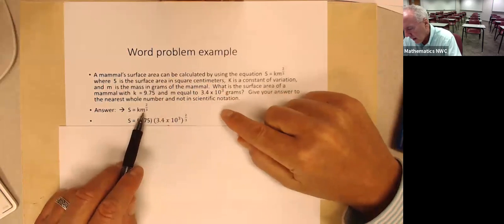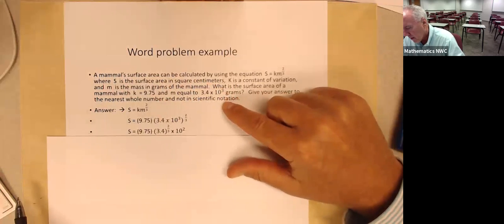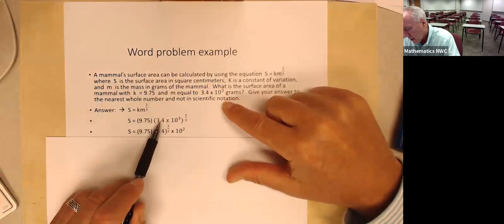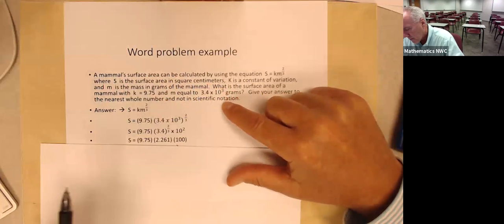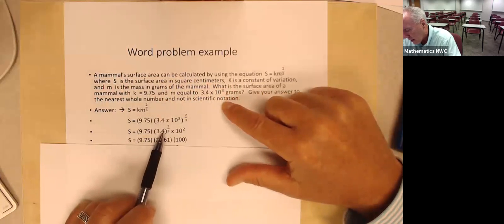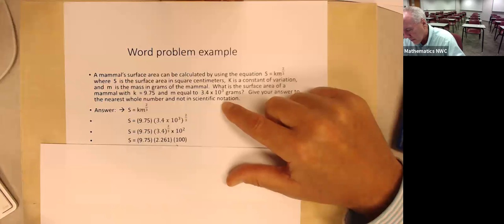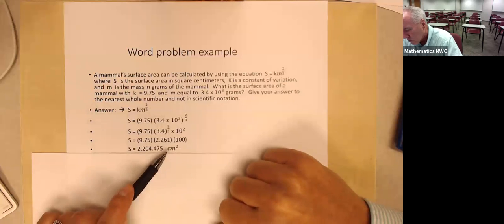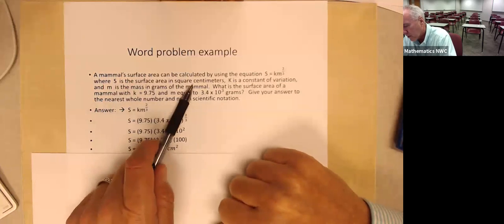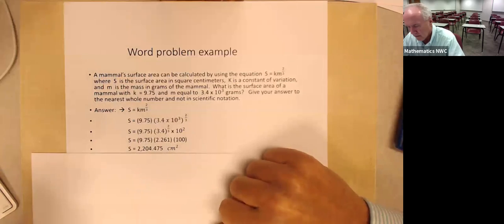I plug in my m, which is 3.4 times 10 to the 3rd. This is a coefficient. This was raised to the 2/3 power. And 10, 3 times 2/3 would cancel, and I would just get 10 squared. 3.4 to the 2/3, I would have got on my calculator to be 2.261. 10 squared is 100. And now I simply have to multiply them all out. And of course, my answer is in square centimeters, which is what the problem told us it would be. Just an example of a word problem that has a fractional exponent.